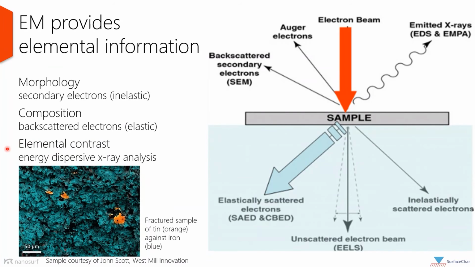To achieve real elemental contrast with an electron microscopy, we take advantage of the fact that upon shining an electron beam on the sample, we can also induce emission of X-rays using energy dispersive X-ray analysis, which analyzes the X-rays emitted from a sample. And this way, based on the fingerprint of each element, we can determine which elements are located in a certain spot. For example, here we have an iron matrix with some tin inclusions.